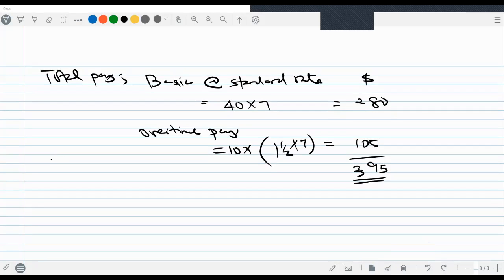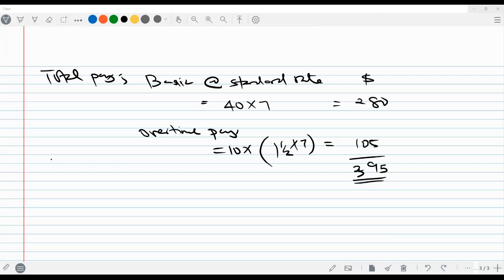$75. Yes, Anne. Sir, before you continue, could you please explain the overtime part, the second one? Could you please explain the part where it says the half thing?